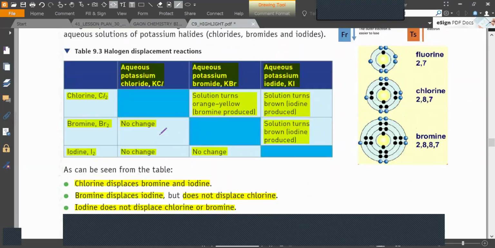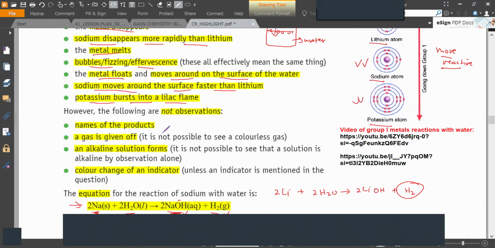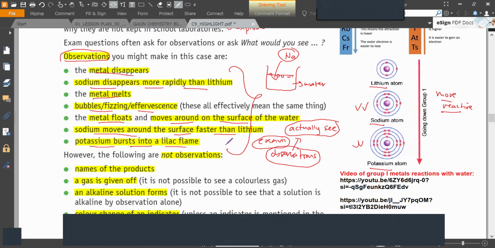Another key point is, we need to be very careful in the exam when they ask for observations. When they ask for observation, we must be careful with our answer. Observation means what we can actually see. The things that we can actually see are observations. So we just answer this only.